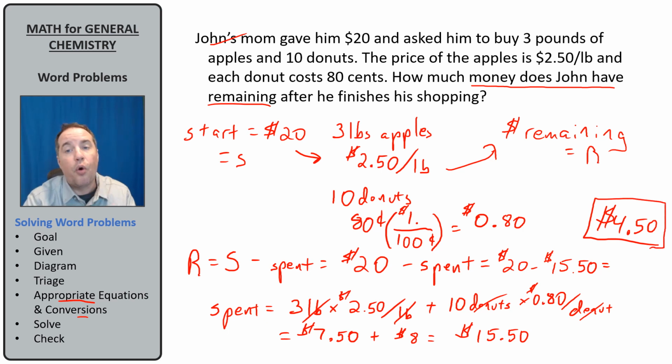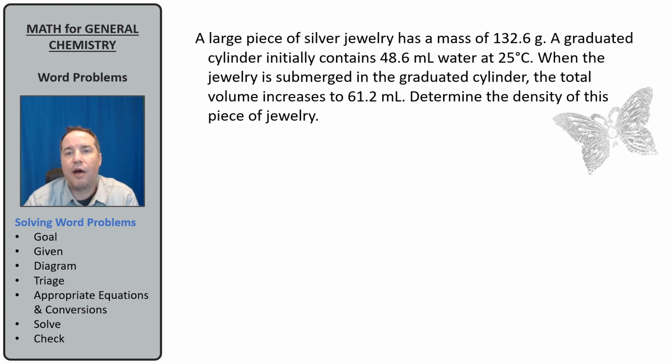All right, so what did we do? We figured out what we started with, what we ended with, and we came up with conversions to do this. Let's actually do a chemistry problem, because that's what we're going to have to do on tests. So let's go back to that one we started with. So a large piece of silver jewelry has a mass of 132.6. We have some other information. What's our goal? Our goal is the density. So we want to get to the density.